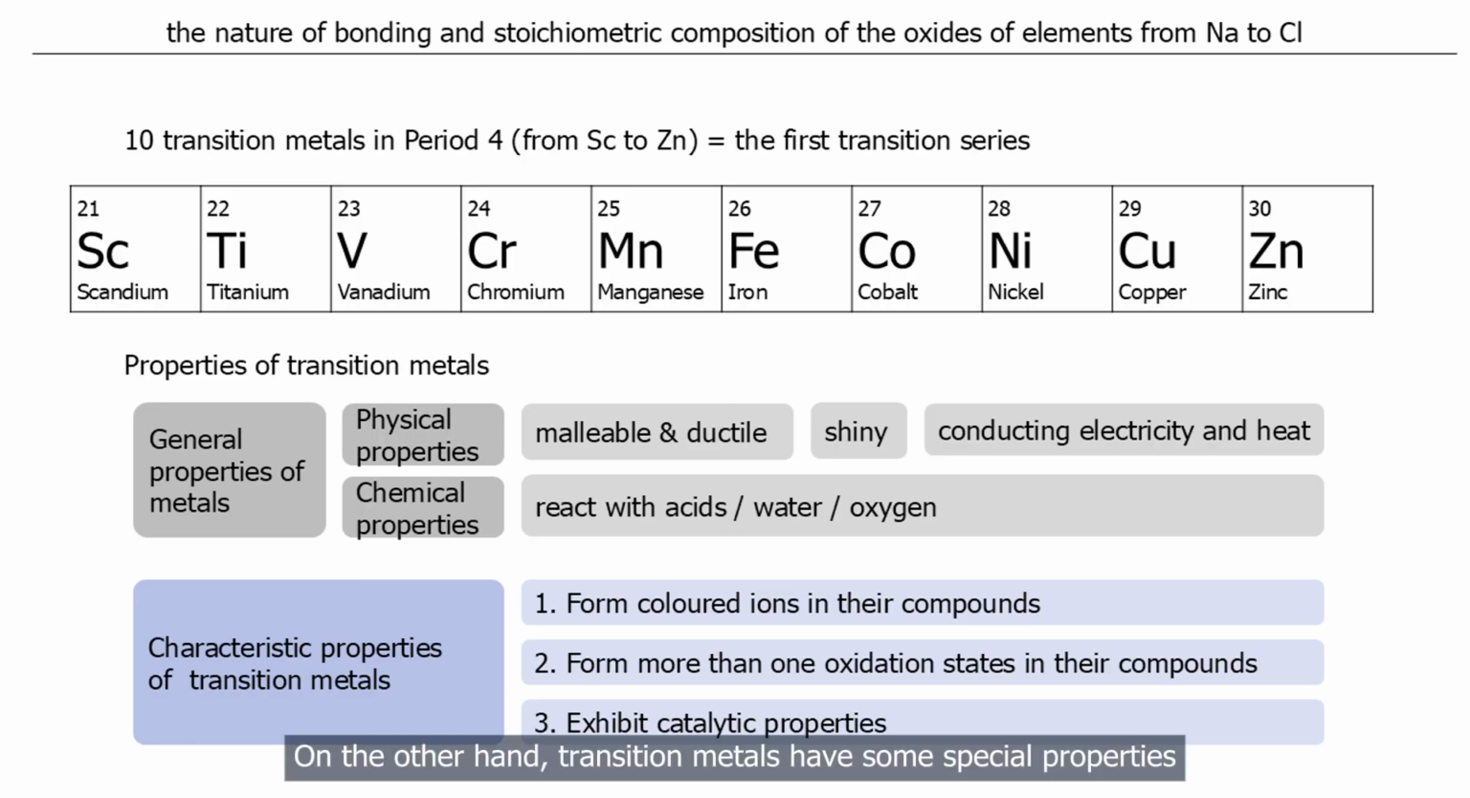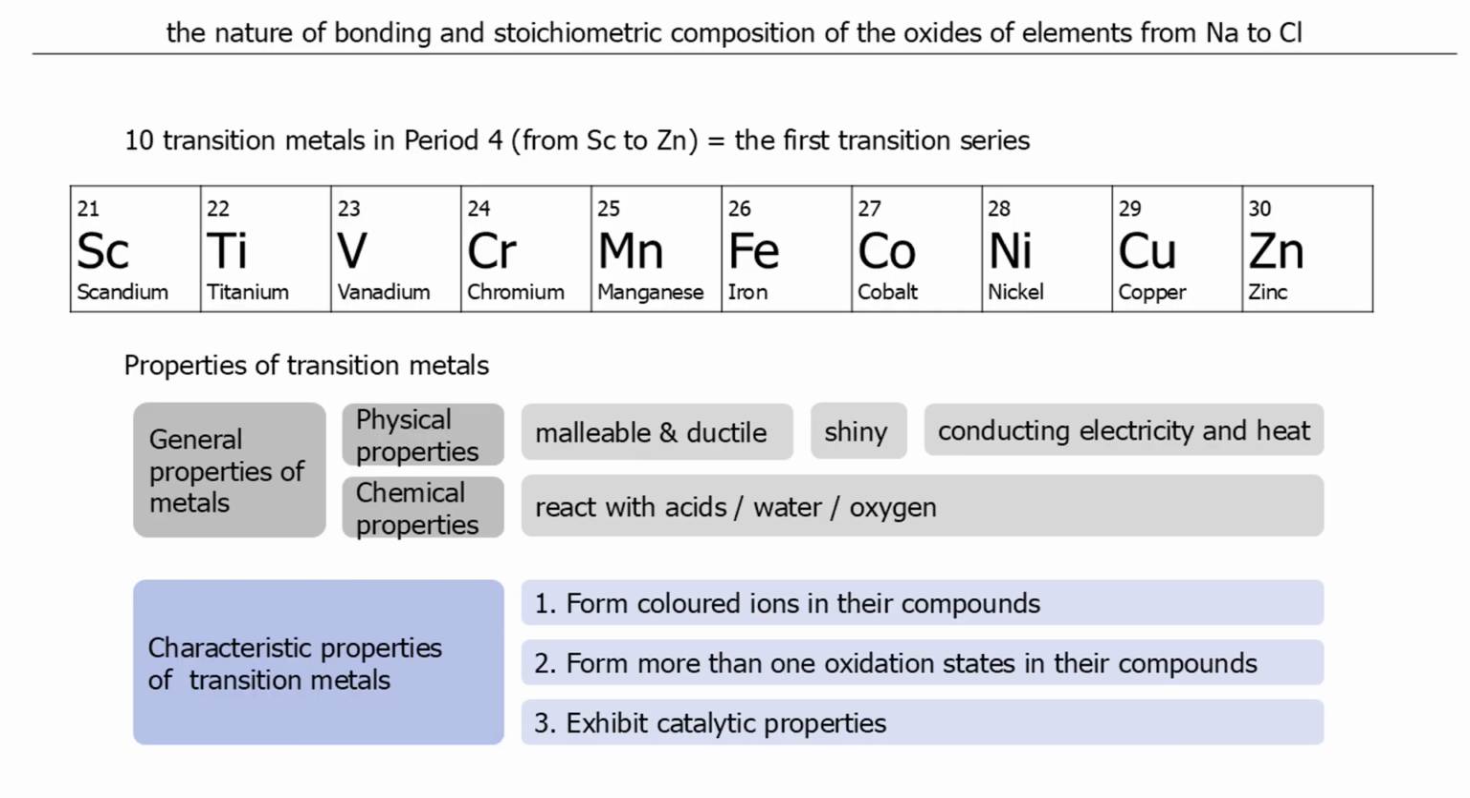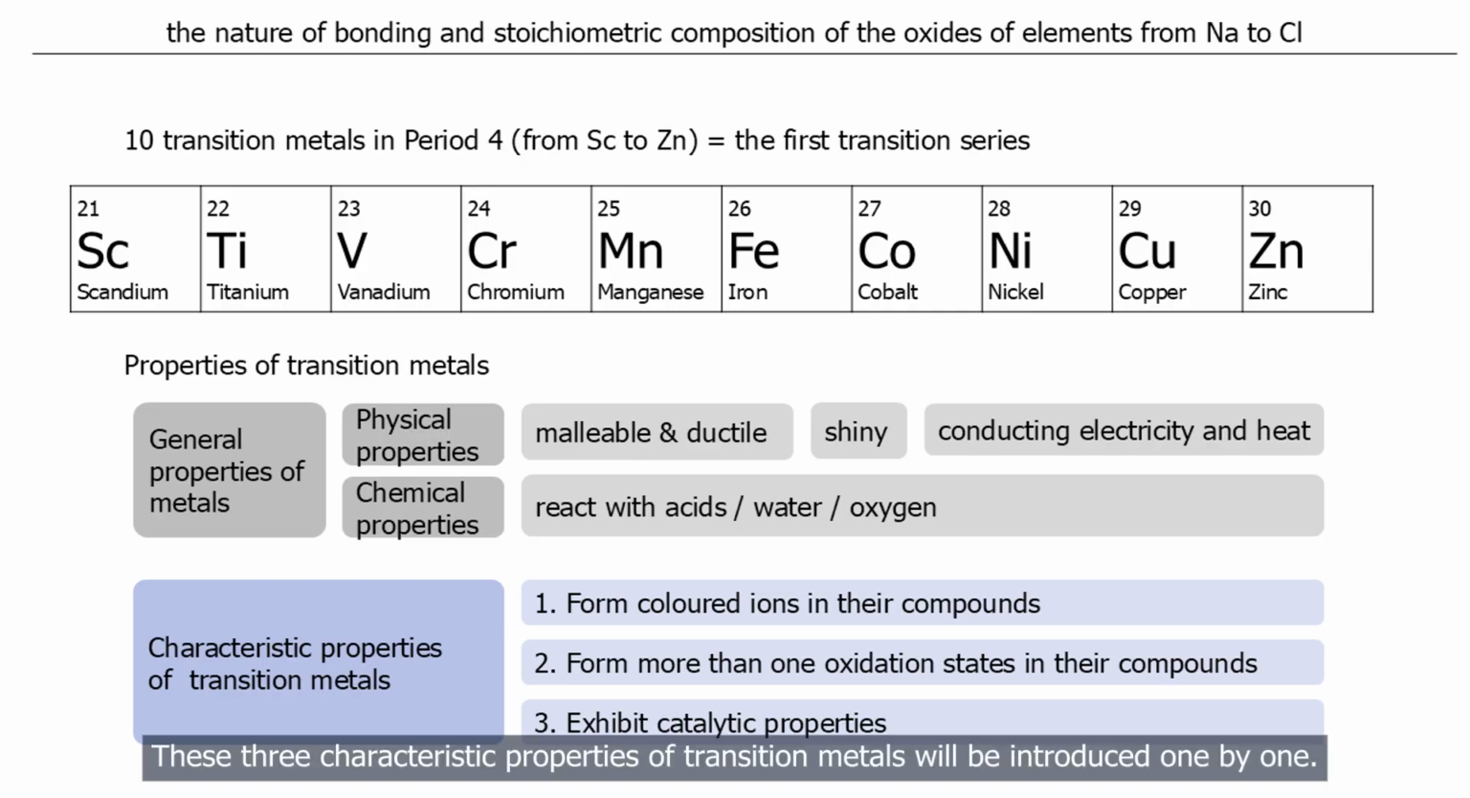On the other hand, transition metals have some special properties that are different from metals in the main groups. 1. Forming colored ions in their compounds. 2. Forming more than one oxidation state in their compounds. 3. Exhibiting catalytic properties. These 3 characteristic properties of transition metals will be introduced one by one.